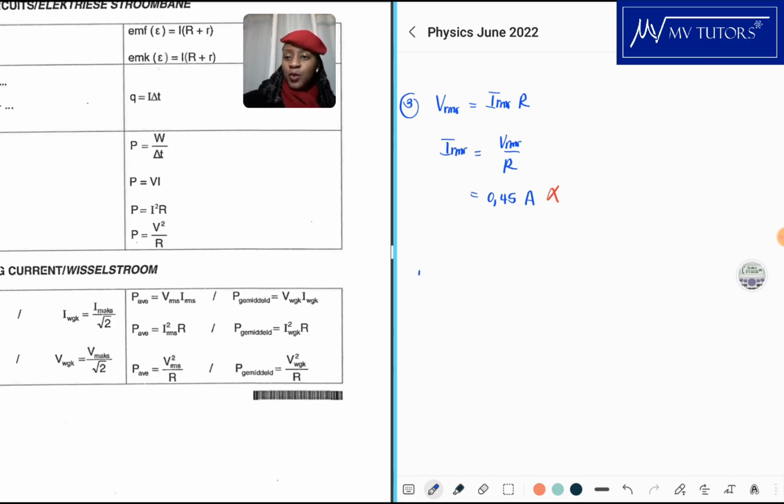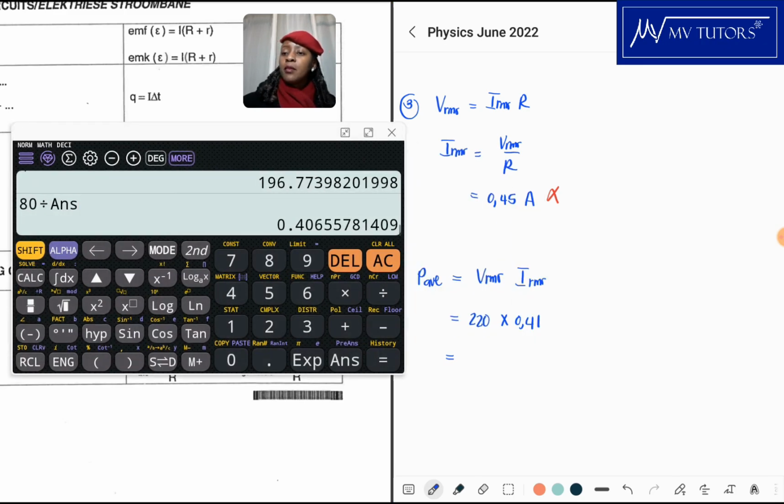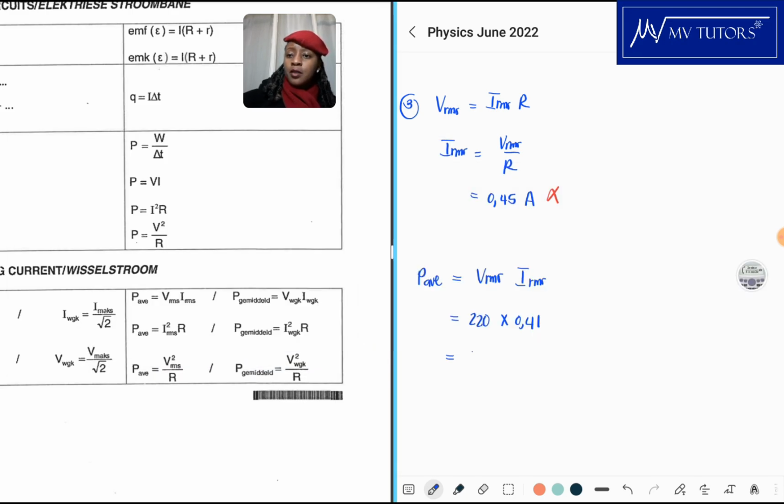Okay, so the average power will be equal to V RMS times I RMS. Okay, and what is V RMS? It is 220. What is I RMS? It's our rounded off value, 0.41. Okay, let's see what that value will be. So I'm going to use this one and multiply it by 220. So I get 89.44.